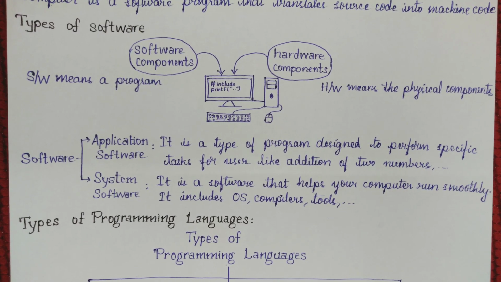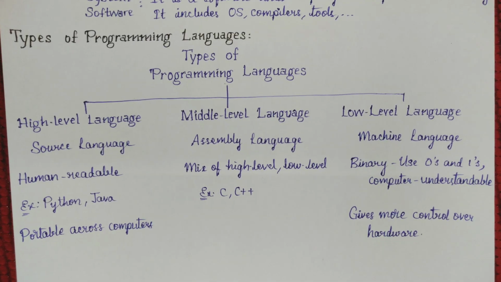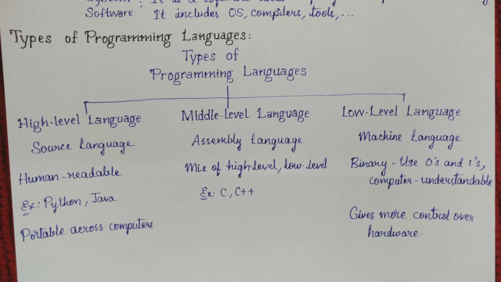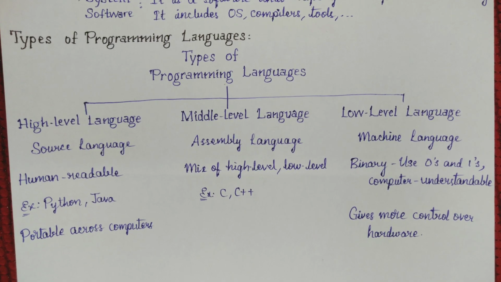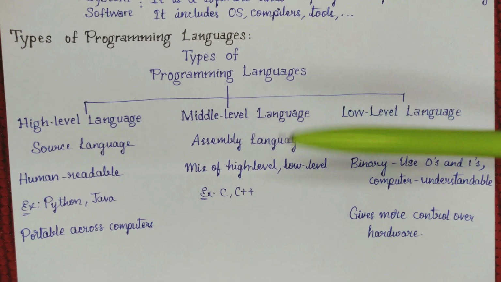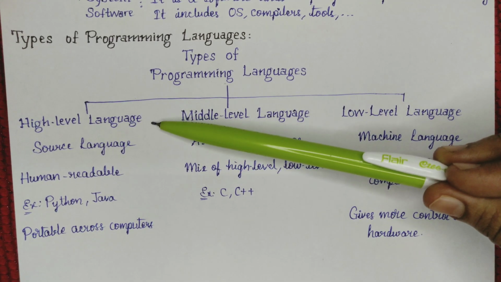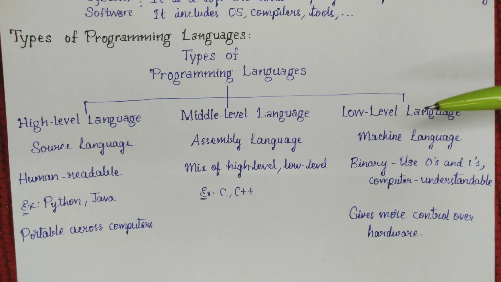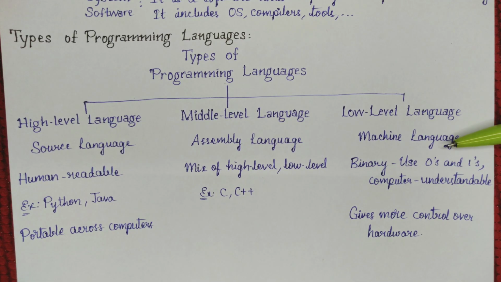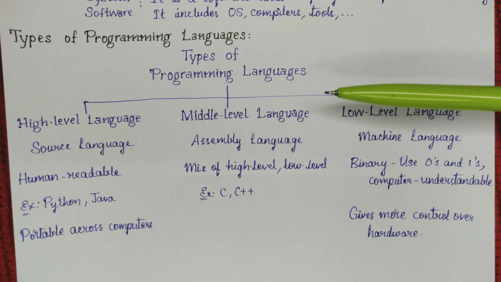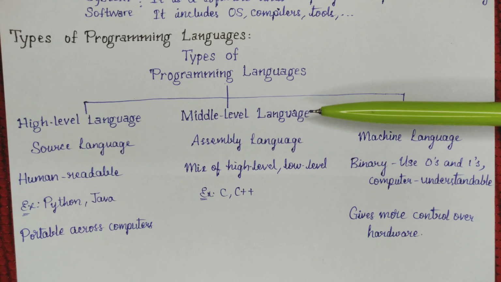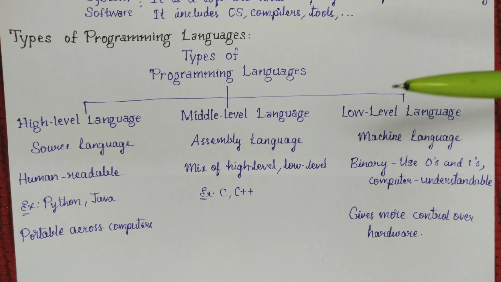And next, coming to the types of programming languages. Usually, programming languages are the foundation of software development, allowing developers to create applications, websites, and systems through computer understandable instructions. And we have three types of programming languages. First is the high-level programming language. It is also called the source language. And next is the low-level programming language. It is also called the machine language. And the third one is the middle level programming language. It is also called the assembly level programming language.